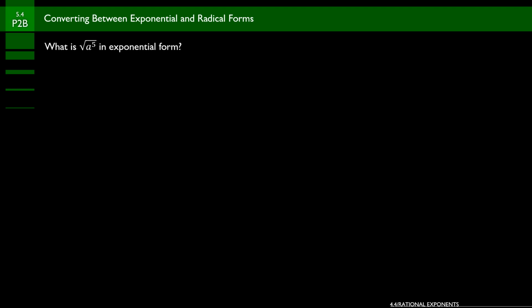For 2b, we're given: what is the square root of a to the 5th in exponential form? So what we're going to do is, we know that since we've got a square root, the index is 2. We're going to take that 2, move it up underneath the 5, and that's going to become a to the 5 halves.